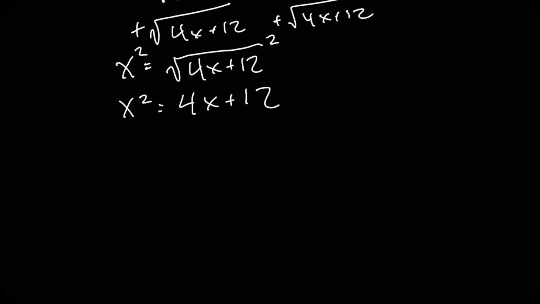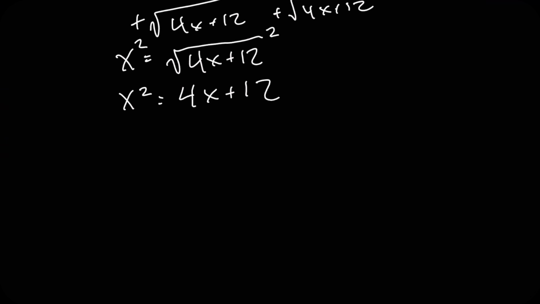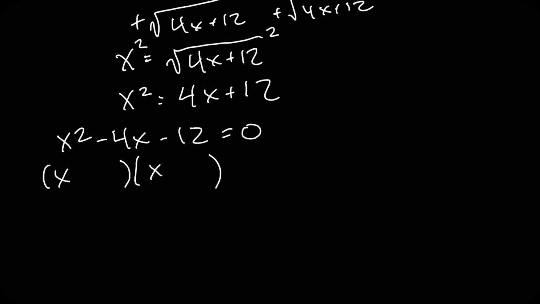So let's go ahead and get the 4x and the 12 over to the left hand side. Okay, and now we want to go ahead and factor this out. So we want two numbers that multiply to negative 12 and add to negative 4. This will be a negative 6 and a positive 2. And then we can go ahead and have our two proposed solutions.